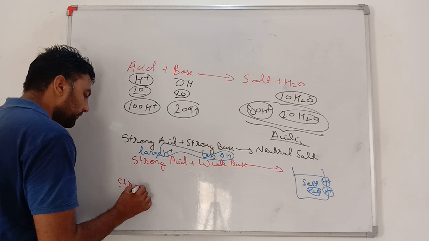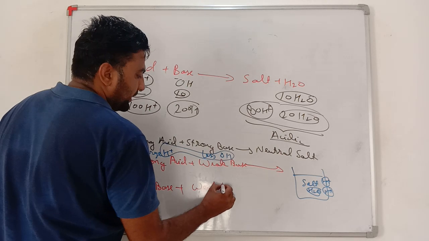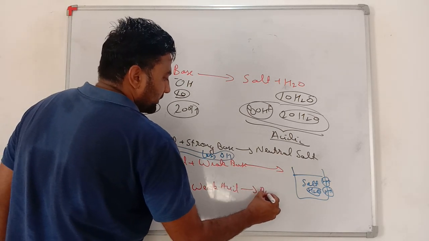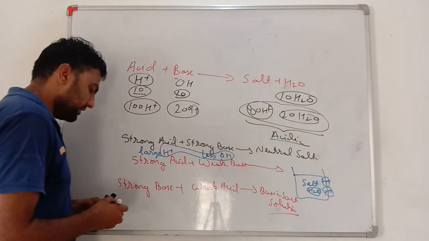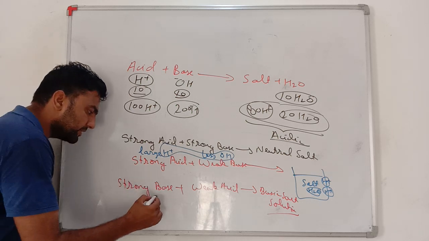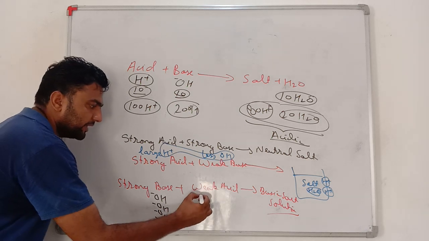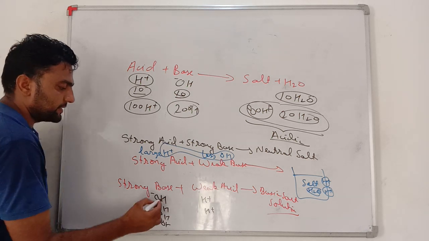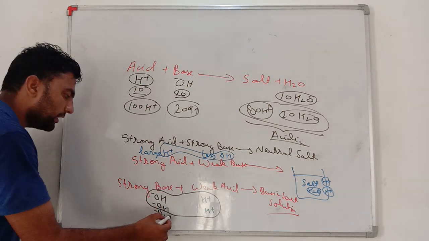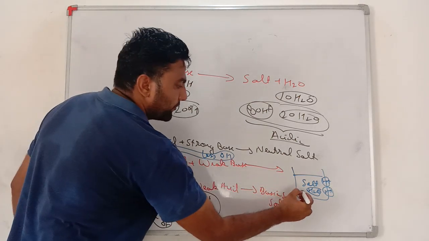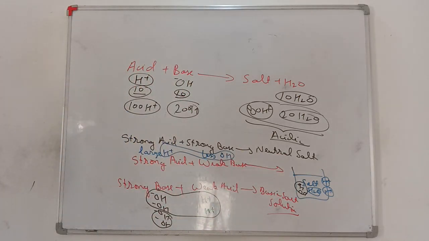Similarly, if a strong base reacts with a weak acid, what we get is a basic salt solution. Why? Strong base means a large number of OH minus ions, yes or no? And weak acid means a less number of H plus ions. Even if these H plus ions combine with the same number of OH minus ions, there will still be a few free OH minus ions in the solution, because of which you will get a basic salt solution.